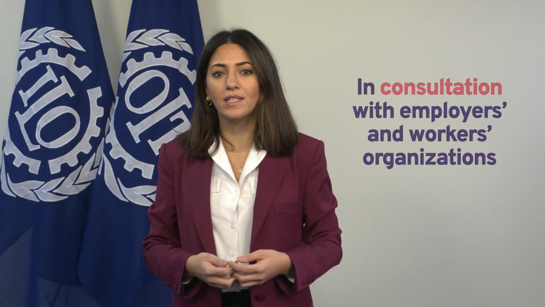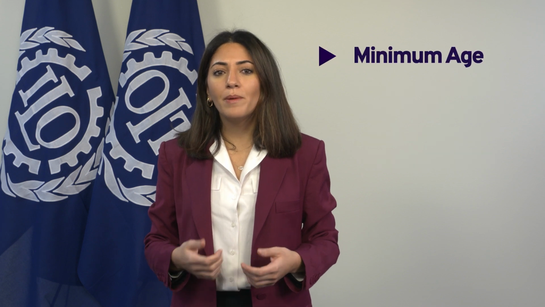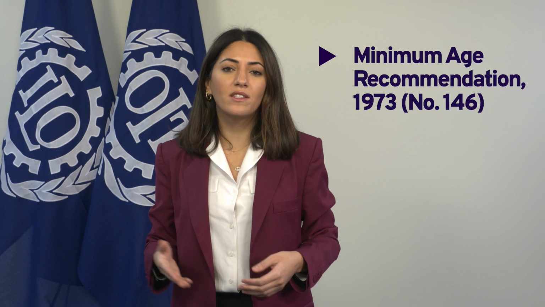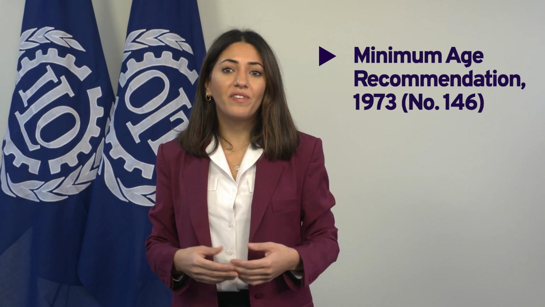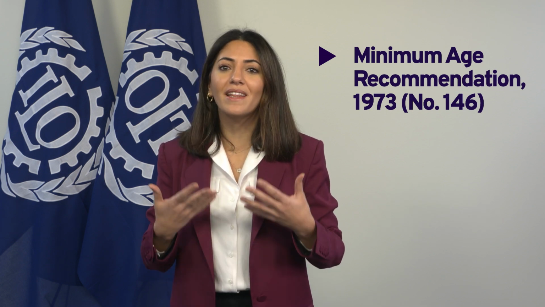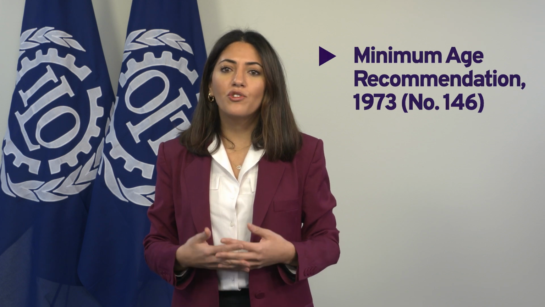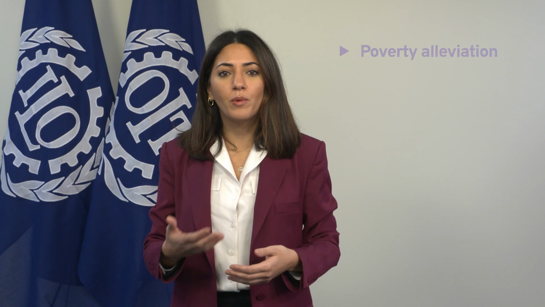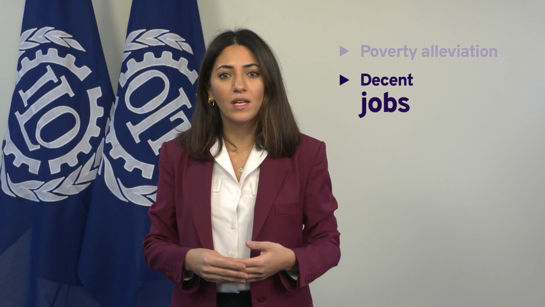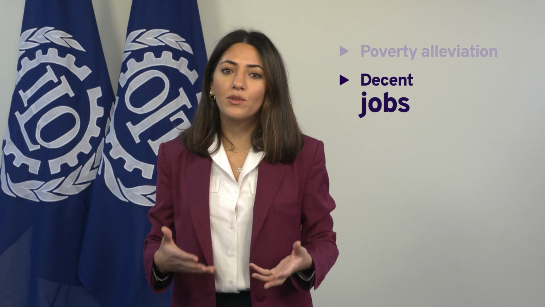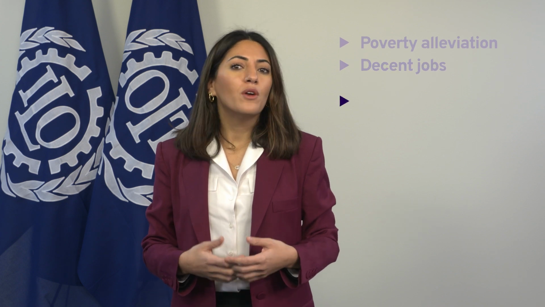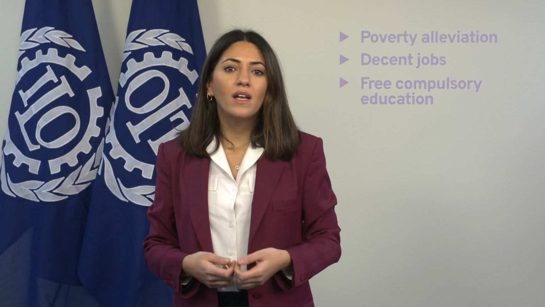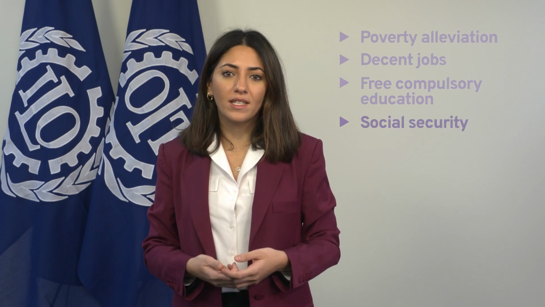The Minimum Age Recommendation number 146, which accompanies Convention number 138, provides further guidance by stressing that national policies and plans should provide, for example, for poverty alleviation measures and the promotion of decent work for adults, so that parents do not need to resort to child labor, free and compulsory education and provision of vocational training, the extension of social security schemes, and more.